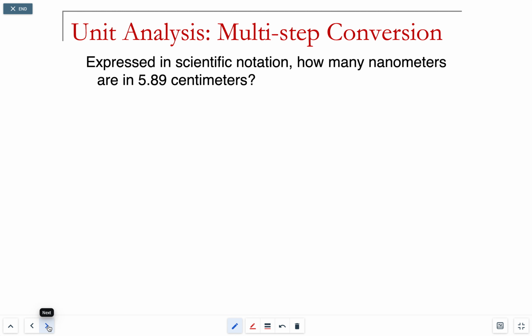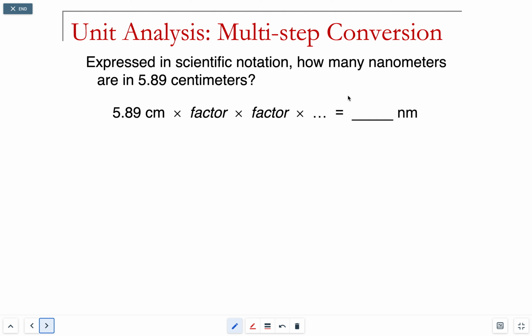Okay, so now let's go ahead and look at a multi-step conversion problem. If you start with 5.89 centimeters, how many nanometers is that? And you're asked to express your final answer in scientific notation. So again, you would start here with your input and write what it is you're trying to solve for, some value in nanometers, and you need to construct conversion factors. Like I said, you can do many of these, as many as you need, to convert from centimeters to nanometers.